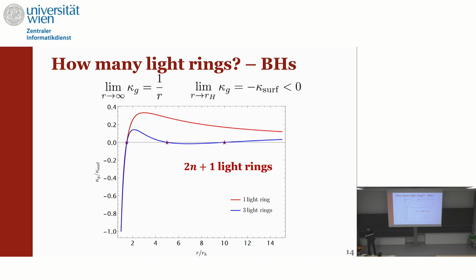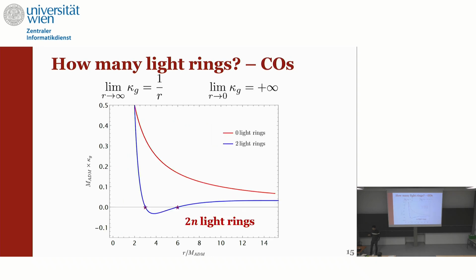So we'll always have one more unstable light ring than stable light rings, and the outermost one will always be unstable. This changes a bit in the case of compact objects, because now the geodesic curvature diverges at the origin and is positive at infinity.